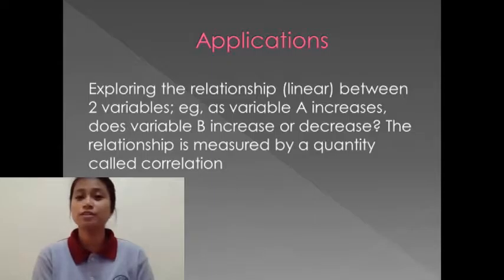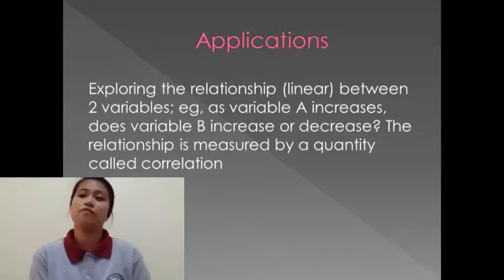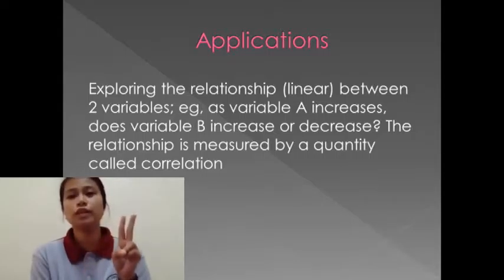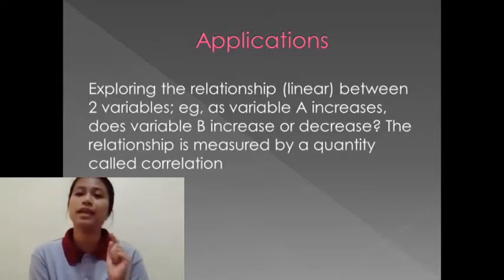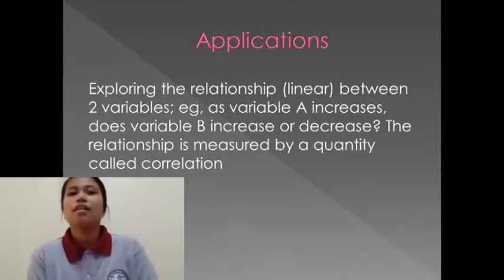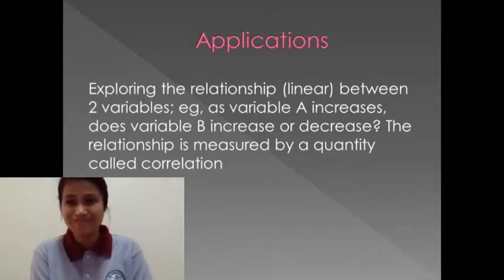How do we apply the Pearson product moment correlation coefficient? By exploring the relationship between two variables, for example, as variable A increases, variable B increases or decreases. The relationship is measured by a quantity called correlation.